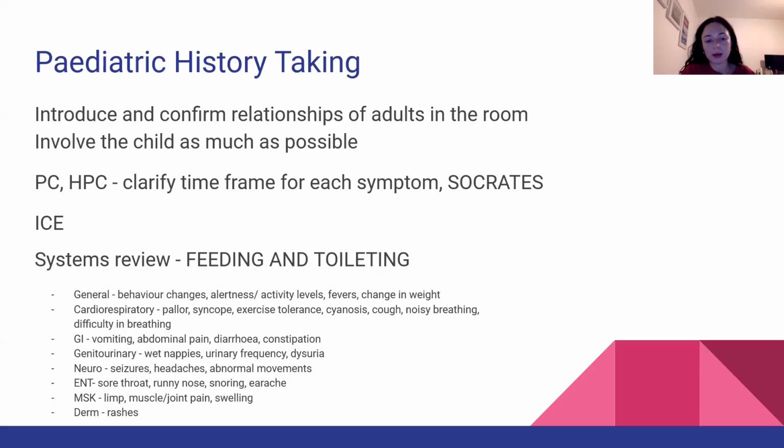Parents, or carers, will always be like, they're not normally like this, and then they've just become really clingy, they've become lethargic, they don't want to do the things they normally do. So their activity levels is really important. And then just general, obviously, like fevers, change in weight. And then I'll let you read through the rest of the systems review.